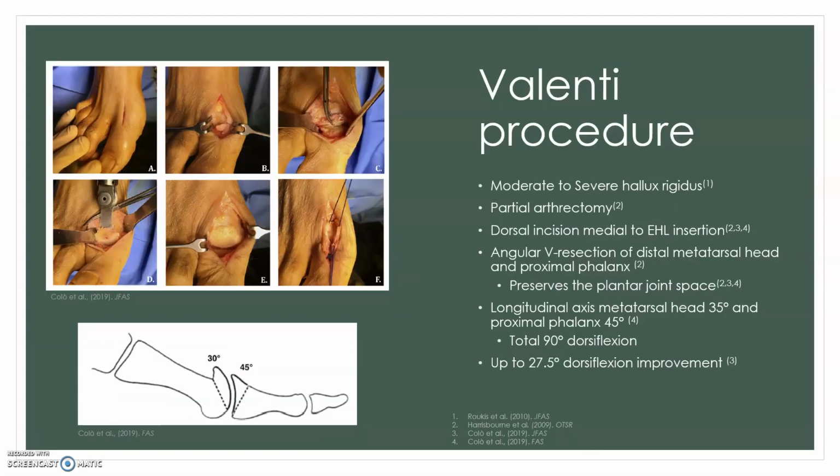The Valenti procedure is a partial arthrectomy, not to be confused with an arthrectomy, of moderate to severe hallux rigidus deformities. A dorsal incision is made to the EHL insertion, taking care not to dissect the EHL, where an angular V resection is made to the distal metatarsal head and the proximal phalanx, to 2/3 of the joint height. This preserves the plantar joint space. The resection is along the longitudinal axis to achieve a total of 90 degrees dorsiflexion. This technique is shown to have up to 27.5 degrees improvement to a patient's dorsiflexion.